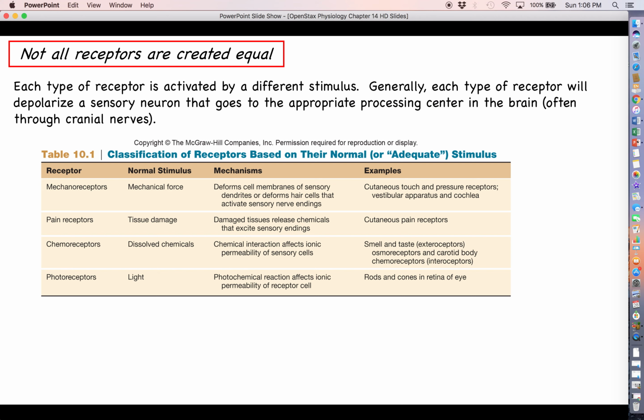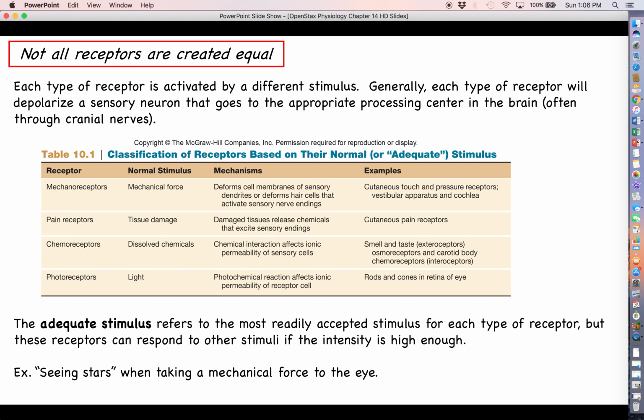But the funny thing is, not all receptors are necessarily created equal. So here's what we mean by that. We just classified these receptors based on what the stimulus is. So photoreceptors are activated by light, chemoreceptors are activated by chemical stimuli, etc., right? So the general idea is each type of receptor is going to have its preferred stimulus. But that does not necessarily mean it is the only thing it can be depolarized by. When we talk about the preferred stimulus, we're referring to what is called the adequate stimulus, meaning the most readily accepted stimulus for each type of receptor.